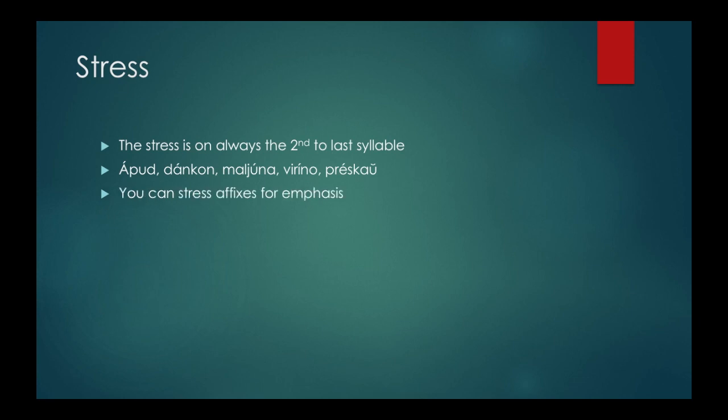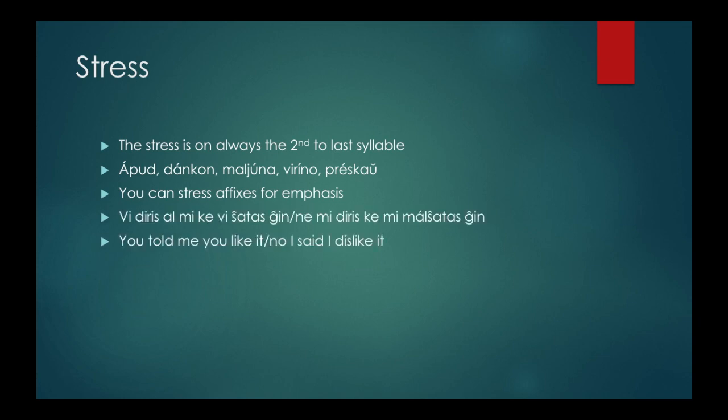You can also put the accent on affixes to emphasize that part of the word. Vi diris al mi ke vi ŝatas ĝin. You told me that you like it. Ne, mi diris al vi ke mi malŝatas ĝin. No, I told you that I dislike it. So here you accent mal to emphasize dislike rather than like.